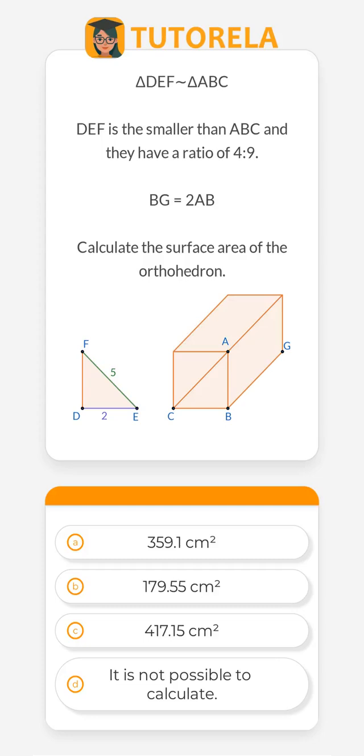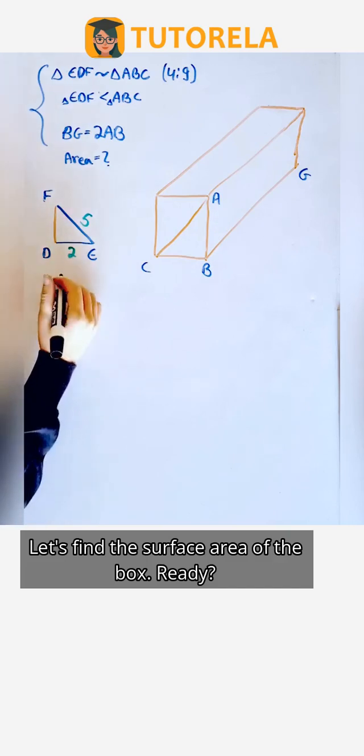Triangle DEF is similar to triangle ABC. DEF is smaller than ABC, and they have a ratio of 4 to 9. BG equals 2 times AB. Calculate the surface area of the orthohedron. Let's find the surface area of the box. Ready?